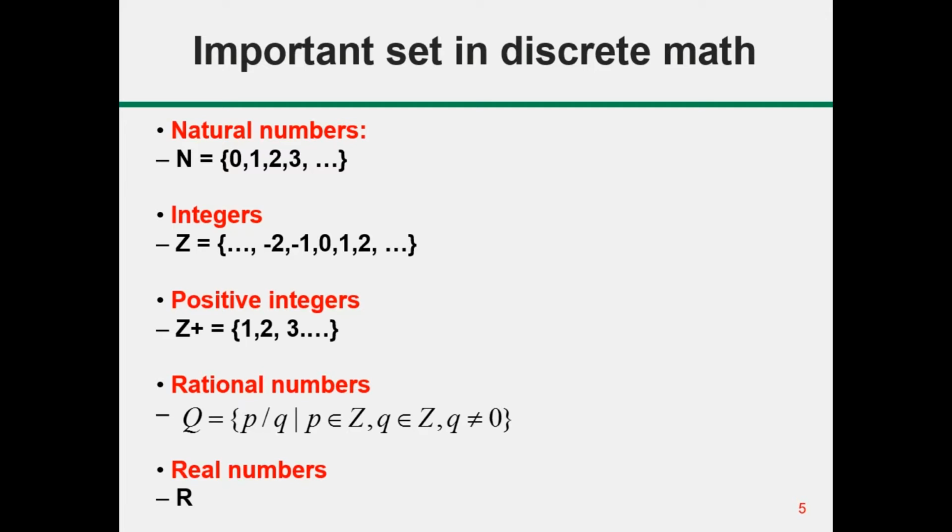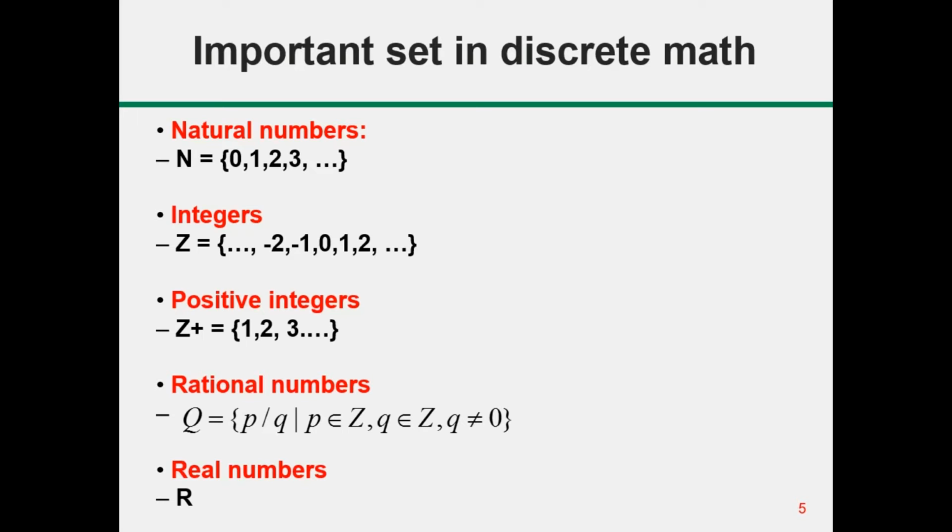Important sets in discrete math. We must remember these notations. Natural numbers are called N, and we can write 0, 1, 2, 3, and so on. After 0, they are called natural numbers. And integers can be any numbers, but they don't have any decimals or fractions. They are denoted as Z. It can be minus, it can be 0, or it can be beyond. So less than 0, 0, and after 0 it can be anything.